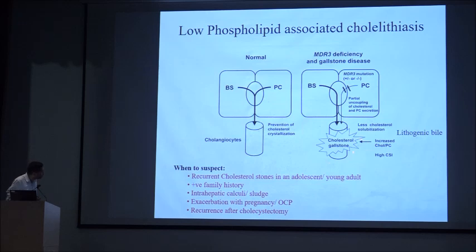If you examine this bile from the bile duct, then the cholesterol to phospholipid ratio will be very high, that is, phospholipid will be low. That's why these patients are labeled as low phospholipid associated cholestasis, cholelithiasis. There are certain criteria to define this clinically, that is recurrent cholesterol gallstones in adolescent or young adult with a positive family history. This is essential.